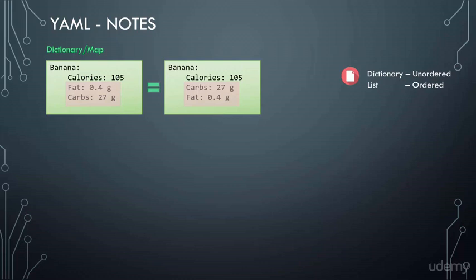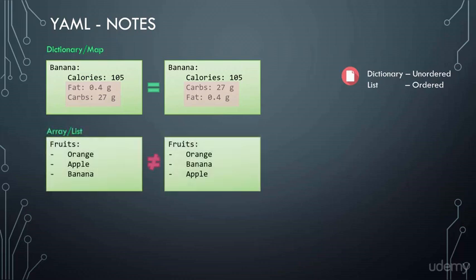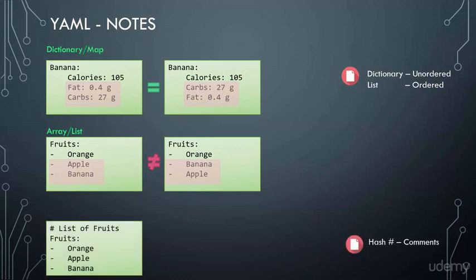This is not the same for lists or arrays. Arrays are ordered collection, so the order of items matter. The two lists shown are not the same because apple and banana are at different positions. This is something to keep in mind while working with data structures. Also remember, any line beginning with a hash is automatically ignored and considered as a comment.